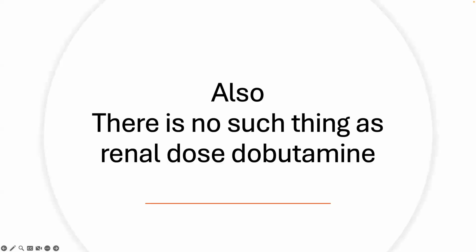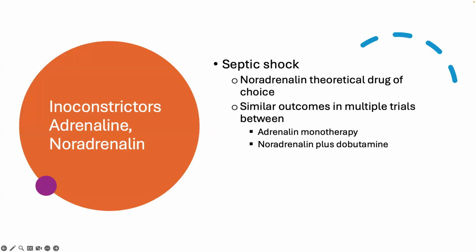Also, another myth that we would like to try and get rid of is there's no such thing as renal dose dobutamine. So if that could come to an end, it would be nice. There's also a concept of renal dose dopamine, which also doesn't exist. So dobutamine, we don't start dobutamine to improve kidney perfusion, please. So if we look at the inoconstrictors, which would be adrenaline and high dose adrenaline and noradrenaline, really the place to use these would be in septic shock.